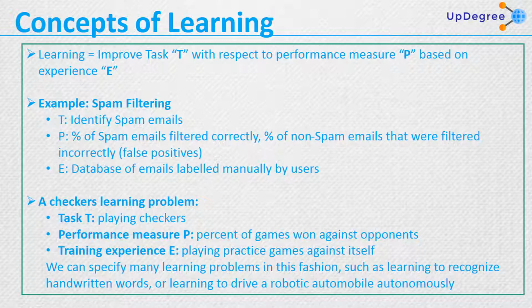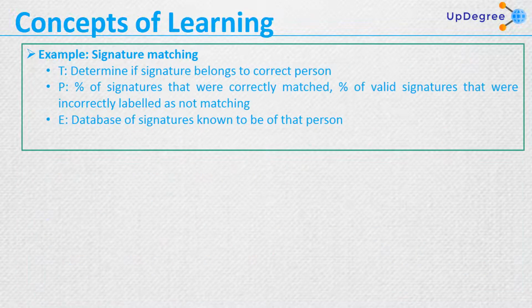Let us go for another example for better understanding. So signature matching. Here we are considering the example of signature matching. What is the task? Determine if a signature belongs to the correct person or not. So that is the task we have. What is the performance measure P? That is the percentage of signatures that were correctly matched and the percentage of valid signatures that were incorrectly labeled as not matching. So that means we are going to measure performance in this way.